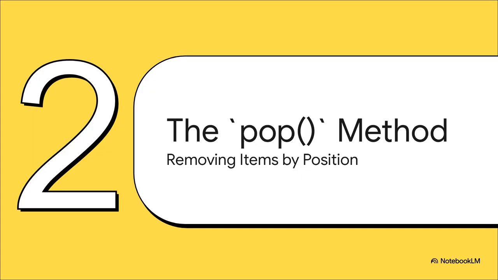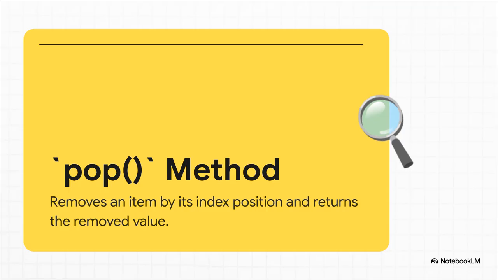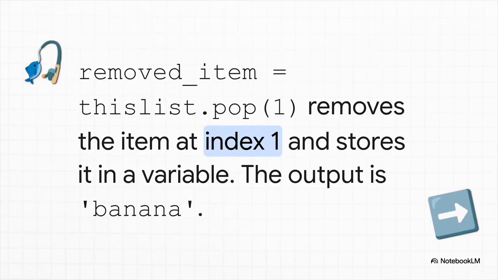Okay, so if remove is our scalpel for finding values, then you can think of pop as a pair of tweezers. You use this when you need to pluck an item out from a very specific position, or what we call an index. And that's the key difference, right? Pop works by location. You give it the index number of the item you want to remove. But here's the really cool part. Pop actually hands you back the item it just removed, so you can save it in a variable or use it for something else. Check this out.